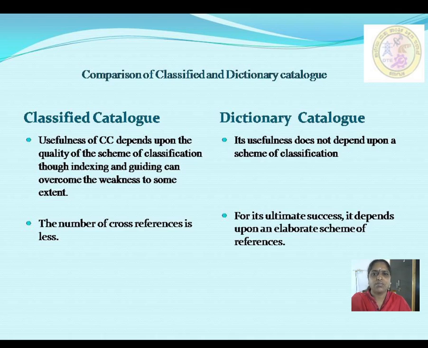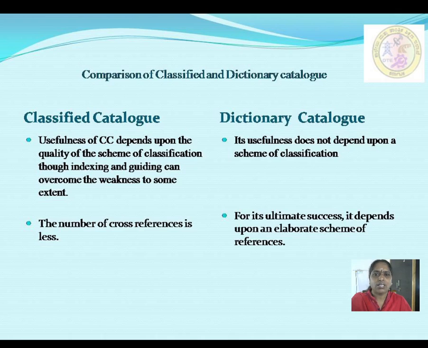So the classified catalog mainly depends on a scheme of classification. As I told you, the classification might be colon classification, DDC, that is Dewey Decimal Classification, or UDC, Universal Decimal Classification, etc. CC basically depends on the scheme of classification. The classification is most important here because we have two parts, as I told you before. We have a classified part and an alphabetical part.